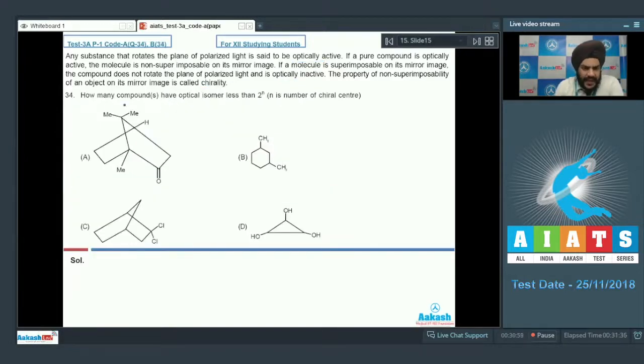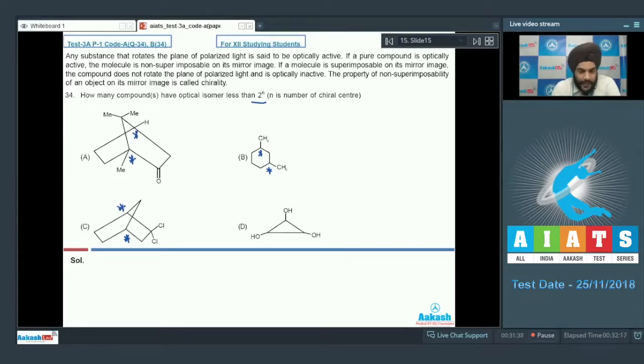Let us look at question number 34 now. How many compounds have optical isomers less than 2 to the power n, where n is the number of chiral centers? So students, if you look at these structures A, B, C and D, let us first try to find out the chiral centers. The first structure has 2 chiral centers. The second structure also has 2 chiral centers. The third structure also has 2 chiral centers.